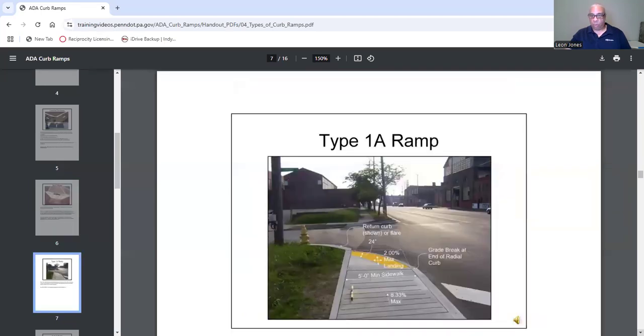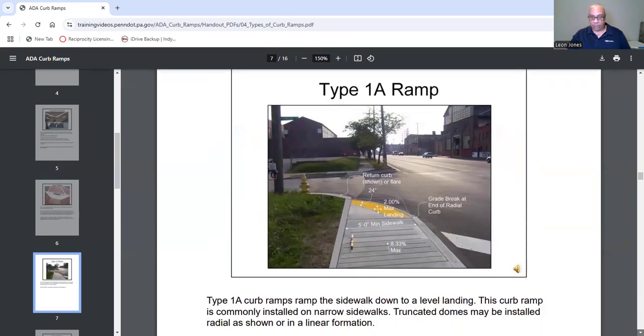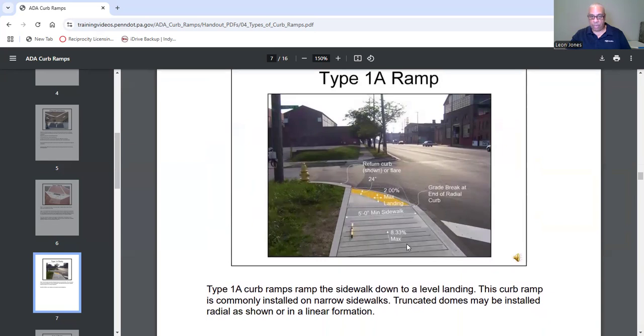All right, we have a type 1A ramp. Again, 8.33 max, 5-foot minimum sidewalk. Here's your radius, your detectable warning surface, 24 feet wide. Grade break at the end of the radial curve. And this right here is your return curve.